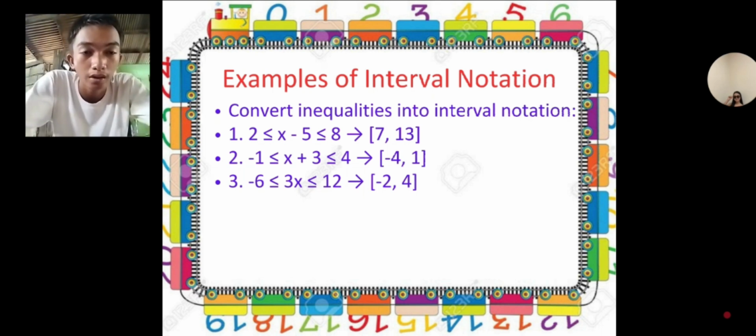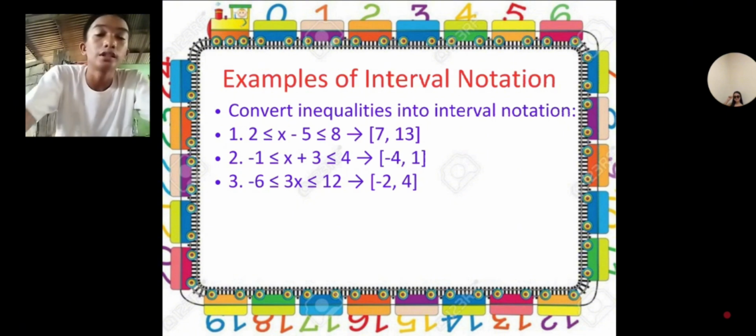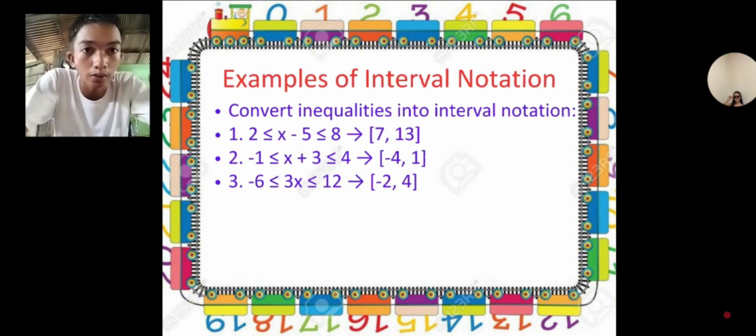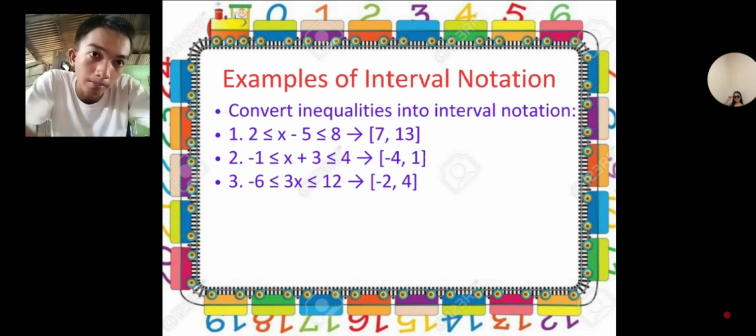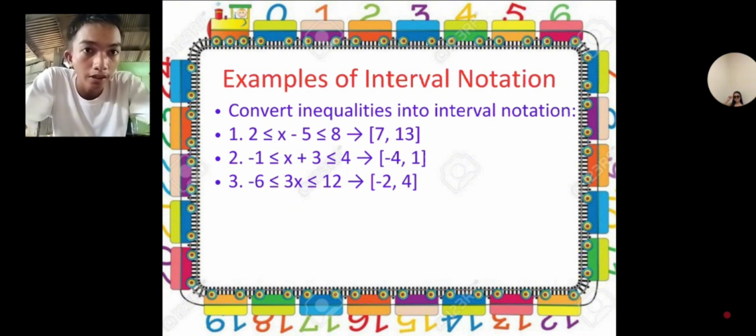Example 2: negative 1 is less than or equal to x plus 3, which is less than or equal to 4. Subtracting 3 gives negative 4 and 1. So this is also a closed interval, from negative 4 to 1.